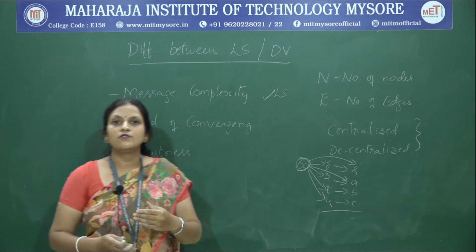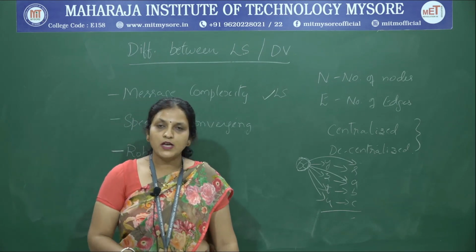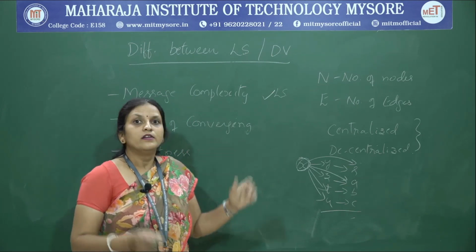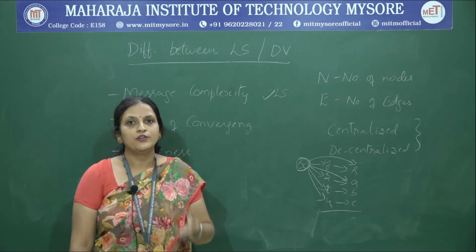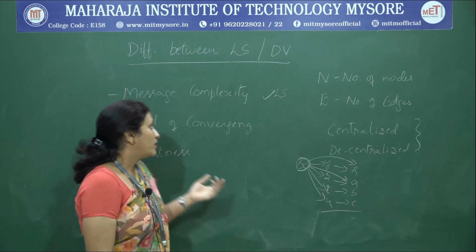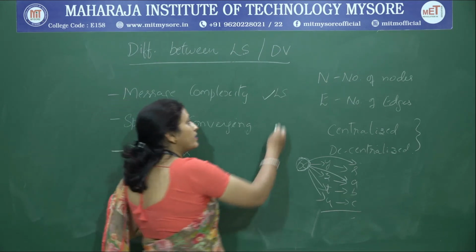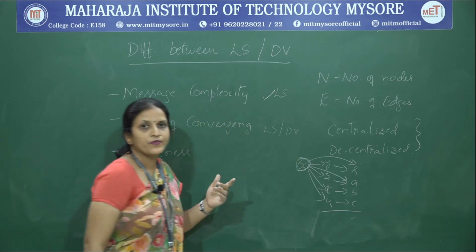The distance vector value keeps on changing for each router dynamically, right, as we have already seen, and sometimes it might also lead to the problem of count to infinity, right. So, in that aspect, the speed of converging is better in case of link state, whereas it is not in case of distance vector. Okay.